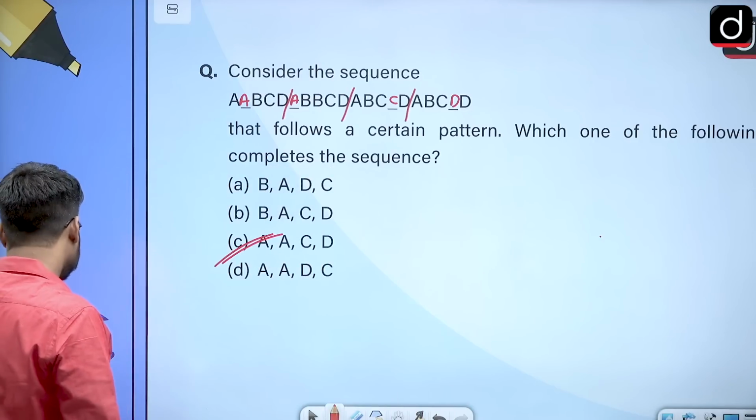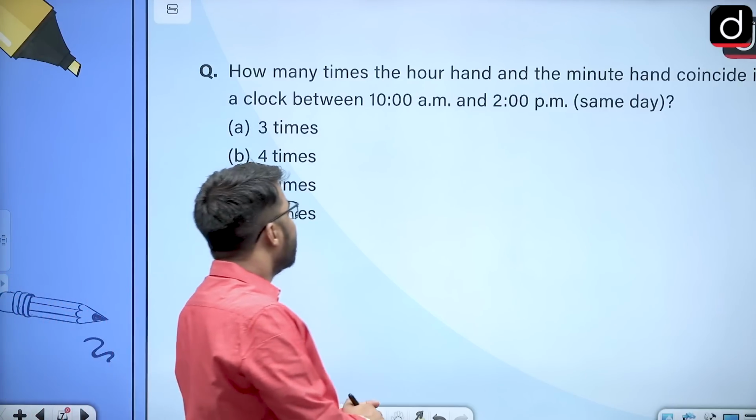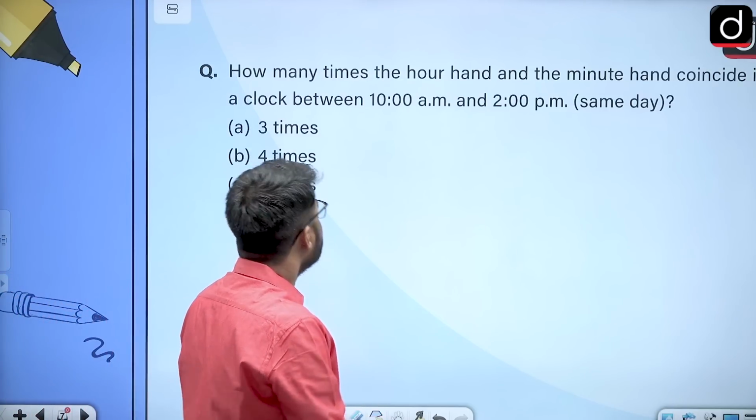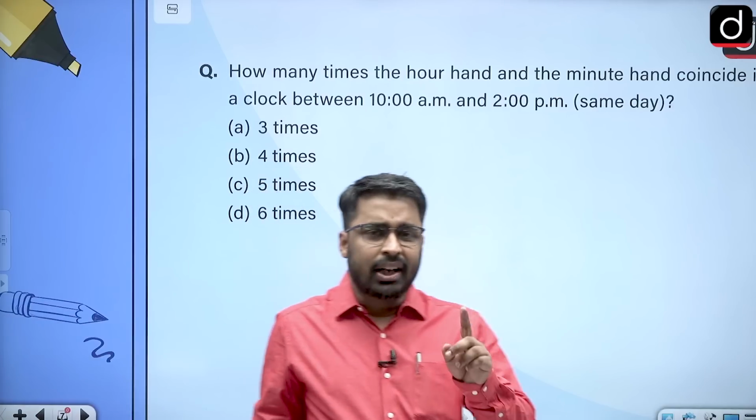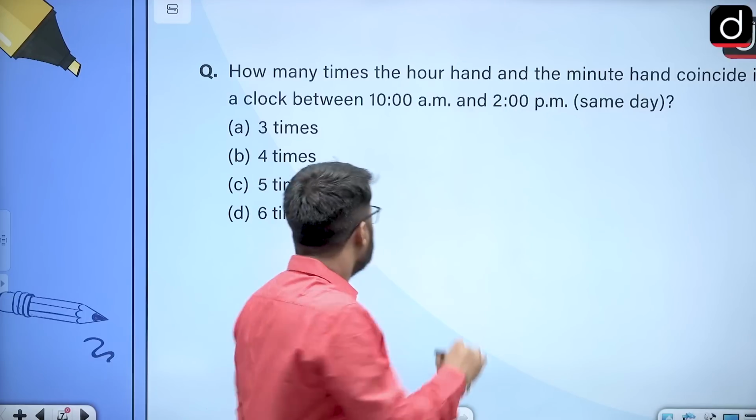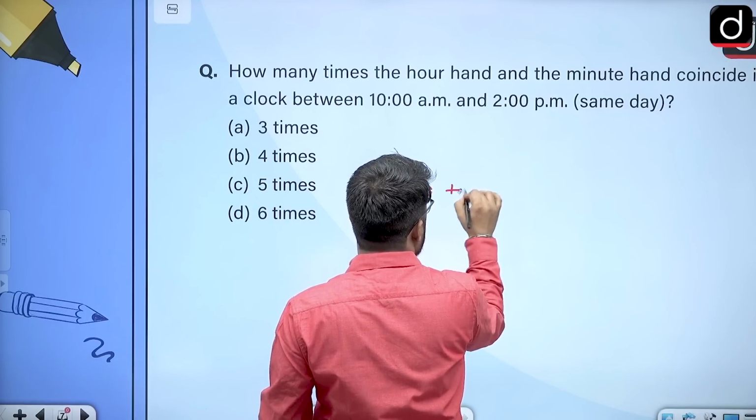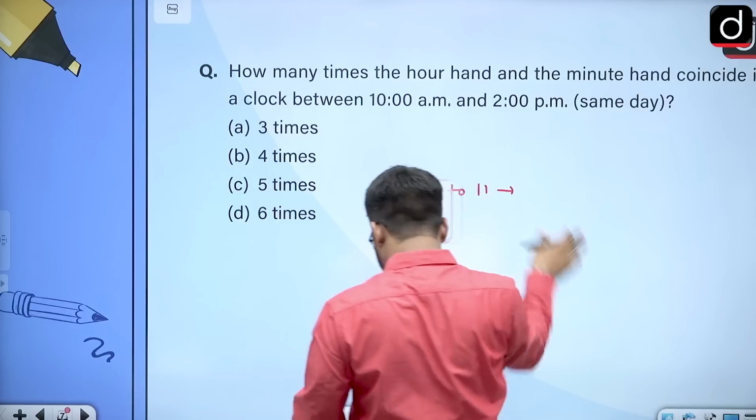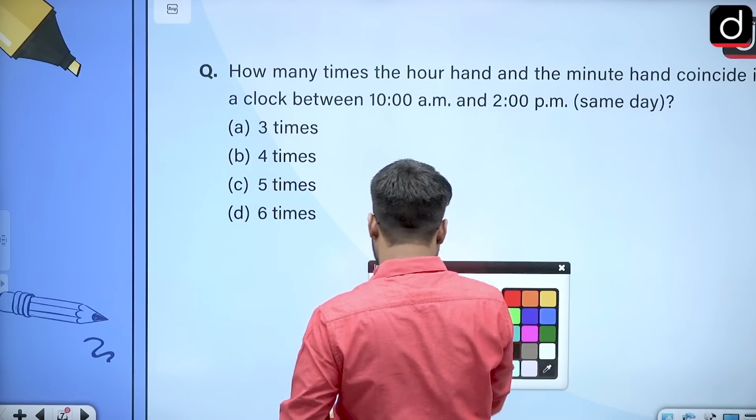Alright. Next one. How many times do the hour hand and the minute hand coincide in a clock between 10 AM and 2 PM? Now see, we know that in 1 hour the hands coincide only one time. So 10 to 11, there will be one coincidence, or let me show this to you in a clock. Let's draw a clock.